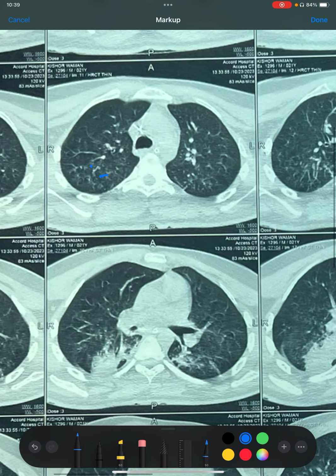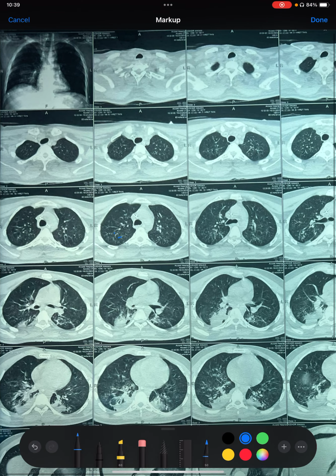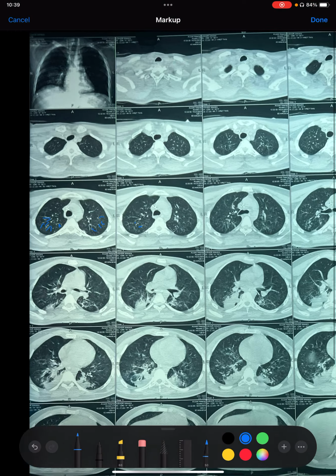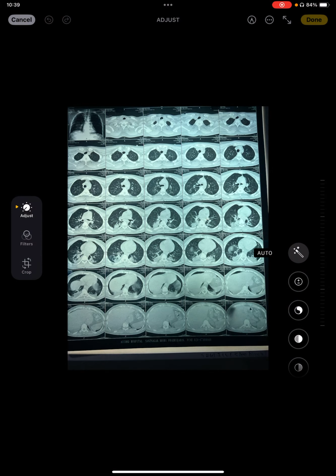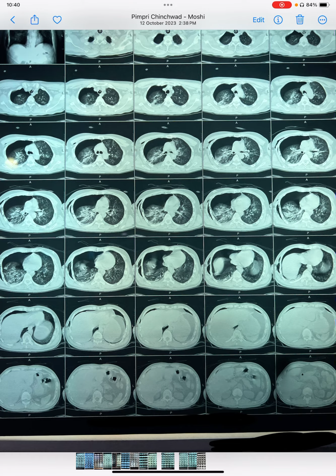If you can see here, the lung parenchyma doesn't appear very good. There are so many small, dense, reticular fibrotic bands which are extensively present in both the lung fields, which highly suggests that it is a restrictive lung disease.